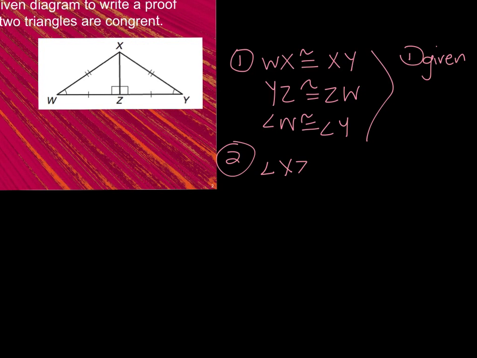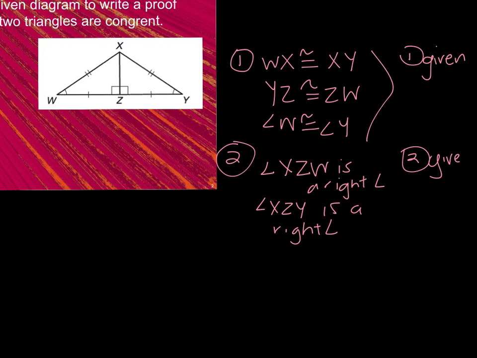So angle XZW is a right angle. And angle XZY is a right angle. Which is also given. So you could have done them all in one step. I just want to differentiate between congruent and right angle. Okay, but the reason's the same.